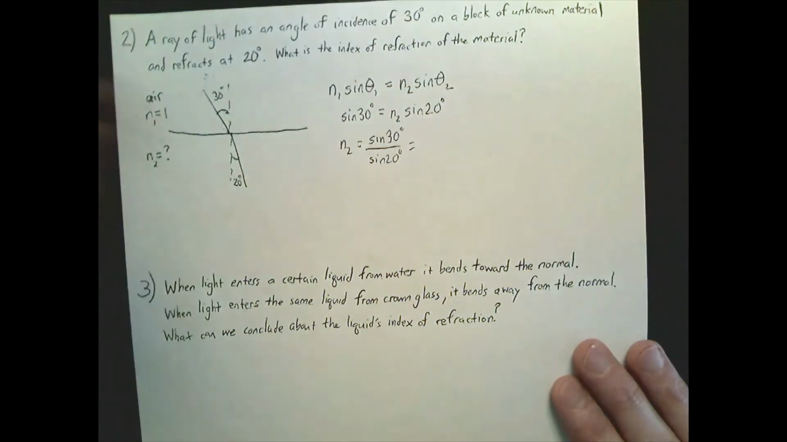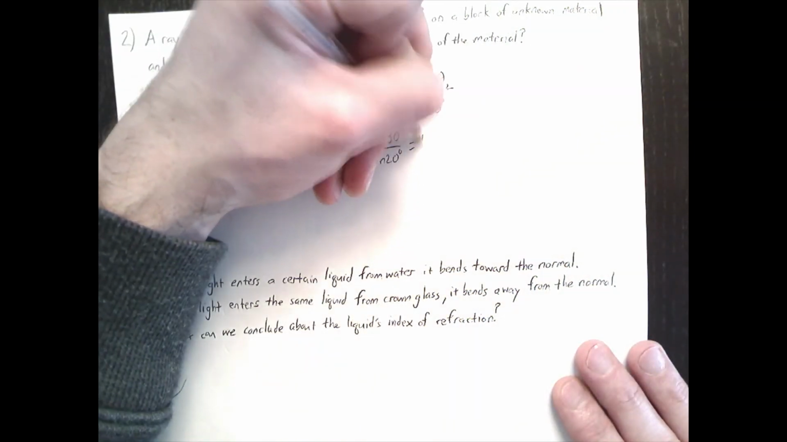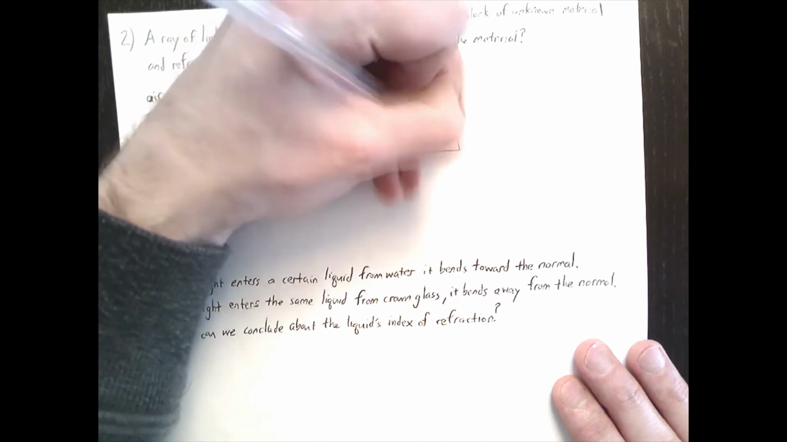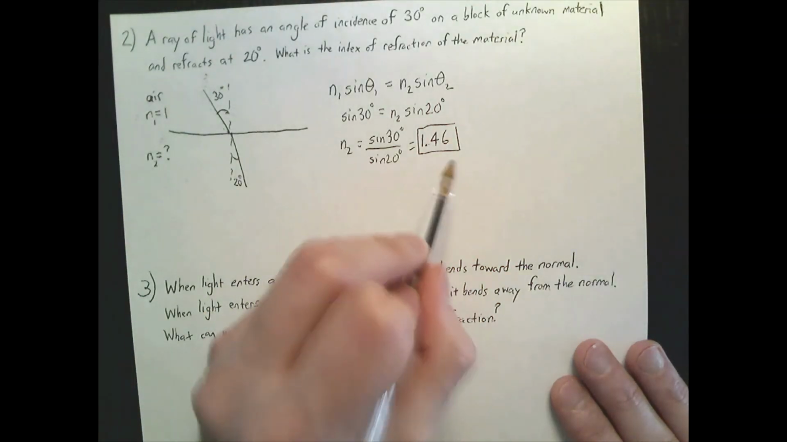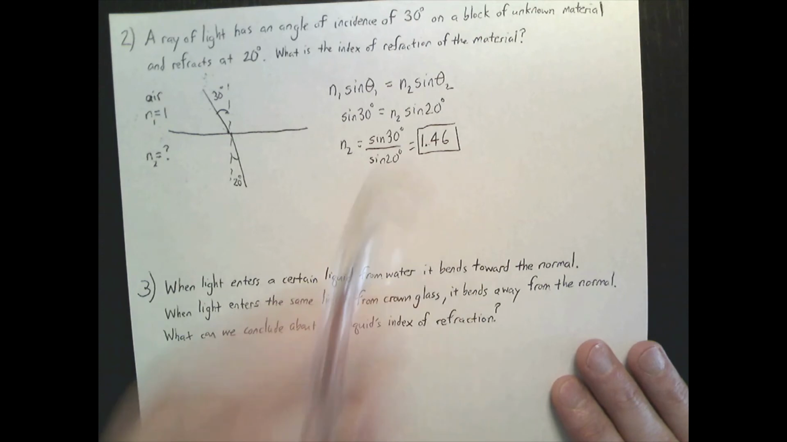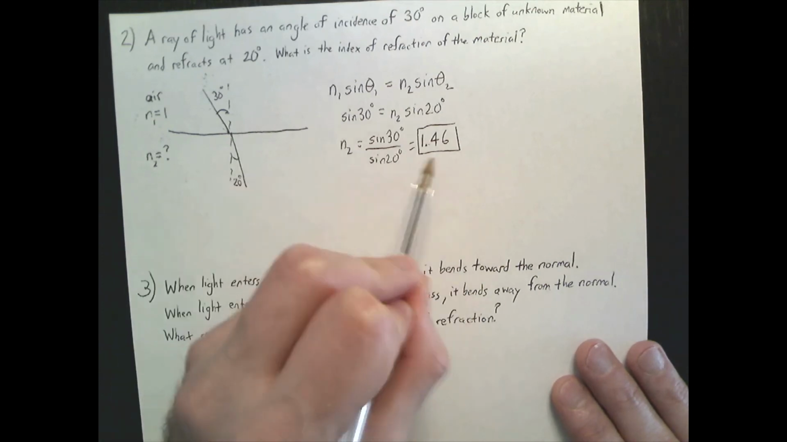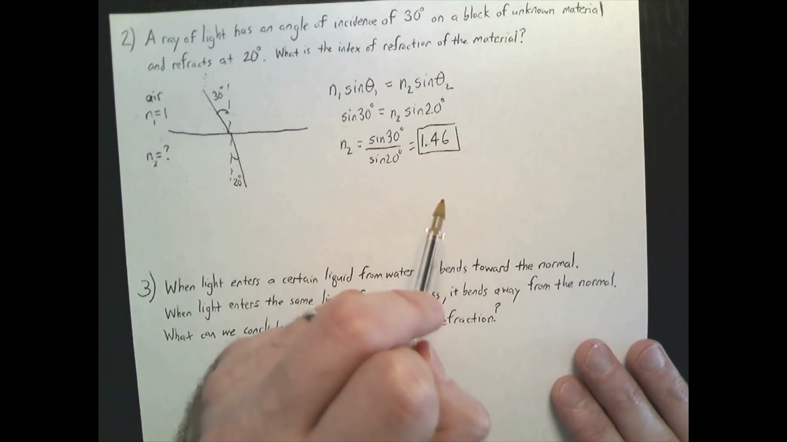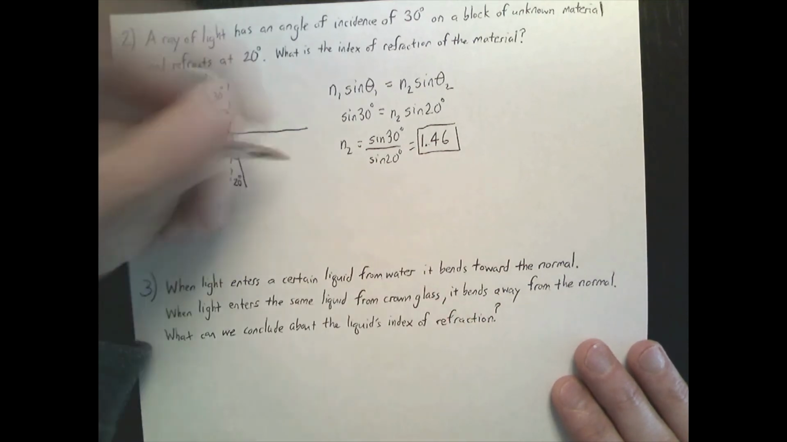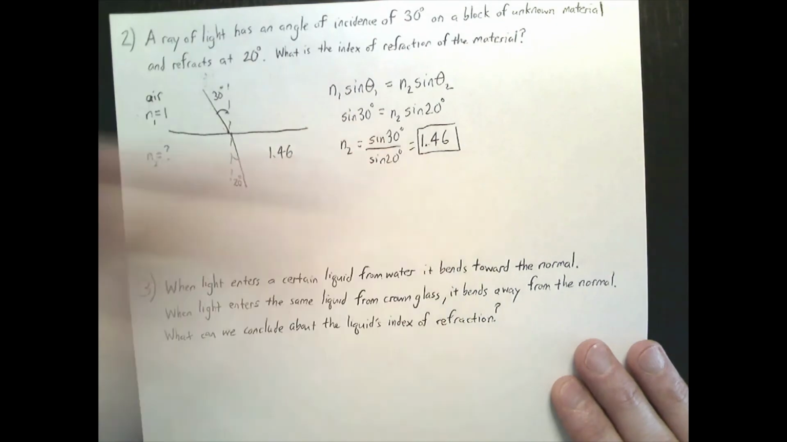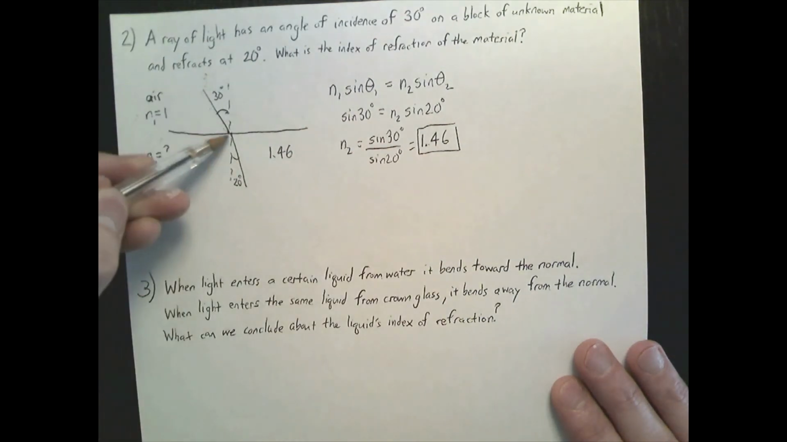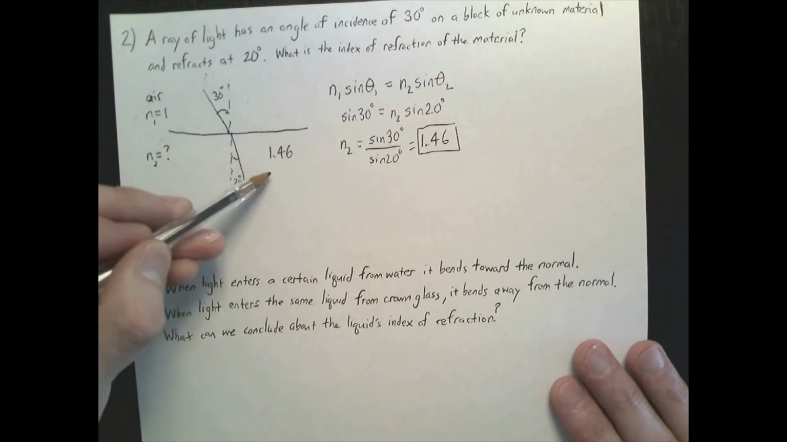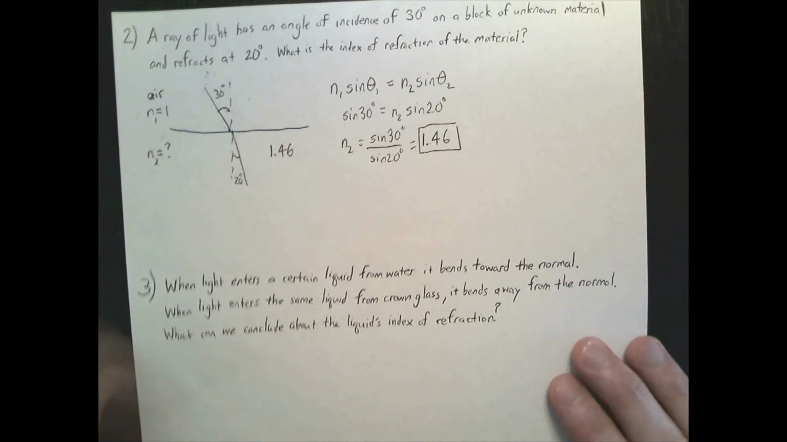We put that into the calculator and we get that N2 is 1.46. It's important to remember that the index of refraction actually has no unit, so this is the one safe time to leave them off. So here I'm going to write 1.46 with nothing else after it, and that is my N value. It makes sense that 1.46 is greater than 1 because the light bent toward the normal here, and that only happens when you go from a lighter to a denser material.